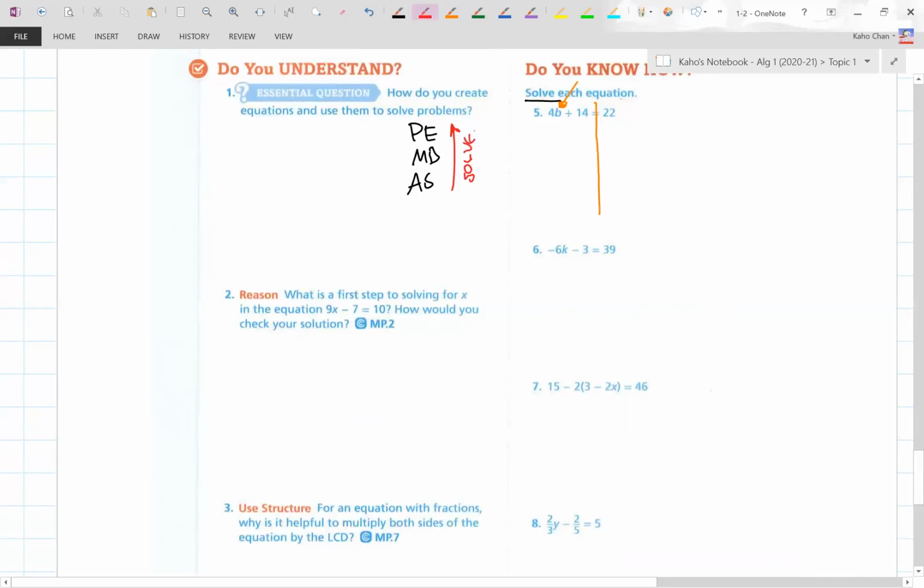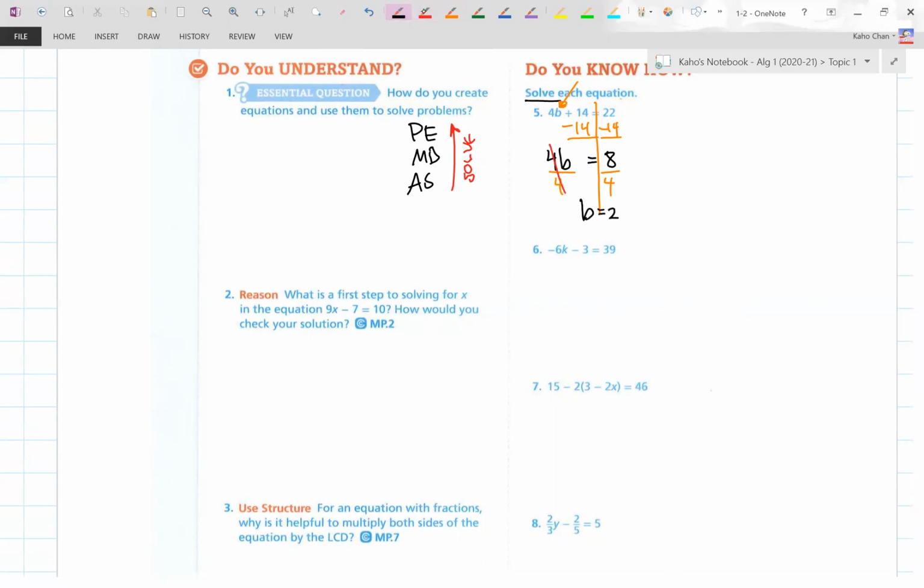All right. We need to get rid of plus 14. I'm going to go ahead and subtract 14 to both sides. And we have 4b equals 8. Yay. Divide by 4 to both sides, because that's your inverse operation. Those 4's go away. B equals 2. Nice. You can always do a quick mental check. Let's take a look. 4 times 2 is 8. 8 plus 14, it works.